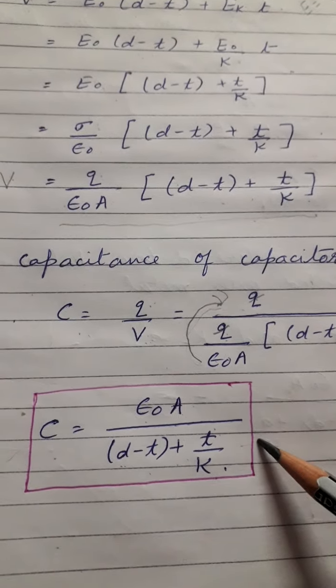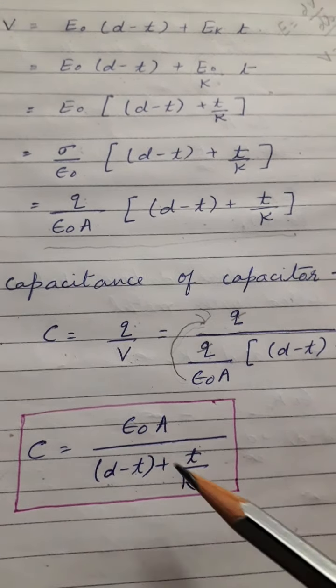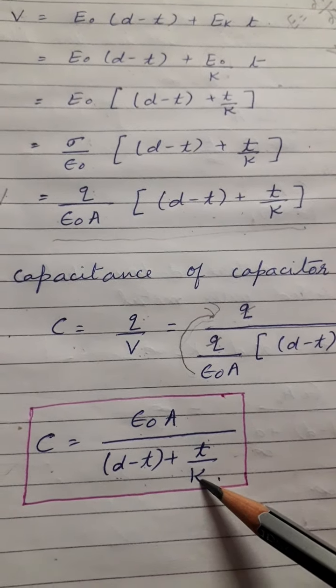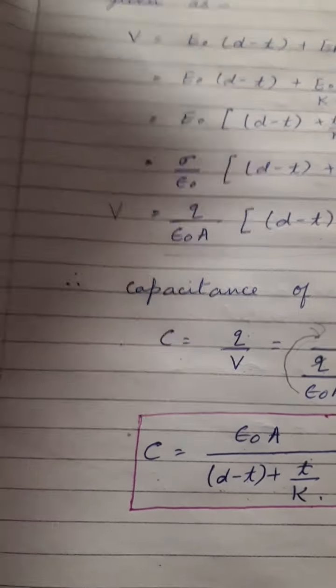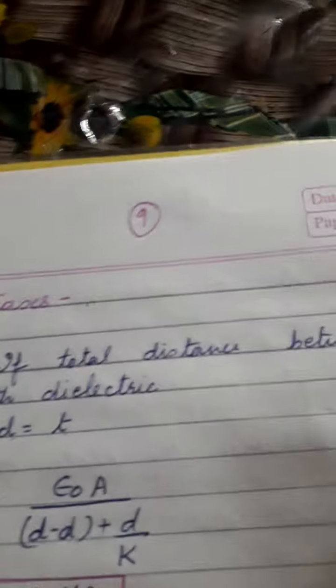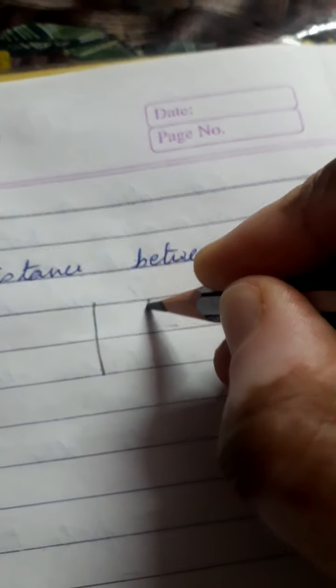That is the formula when we are inserting a dielectric slab of thickness T and dielectric constant K between the plates of the capacitor. Now we can discuss some special cases of the capacitor. First case, if we are inserting the dielectric completely between the plates.